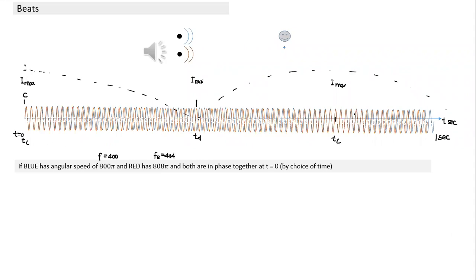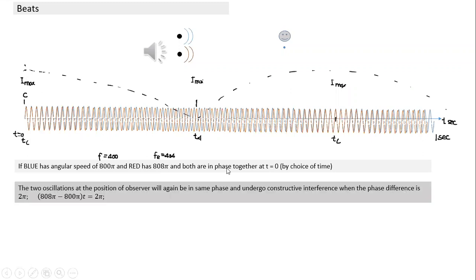And if you plot this out, the resultant oscillation will look like this. Both of them are equal to 0 at t equal to 0, by our choice of time, we have taken them to be together. Okay. So two oscillations at the position of the observer will again be in the same phase and undergo constructive interference when the phase difference is equal to 2 pi. Is this understood, making sense?